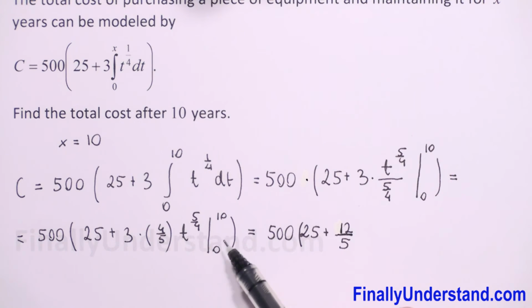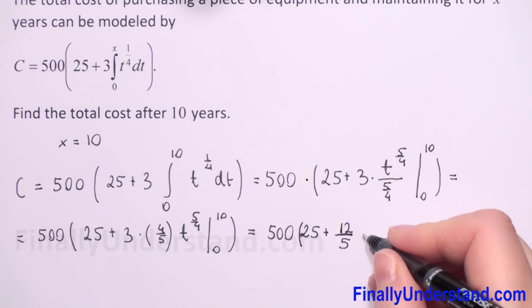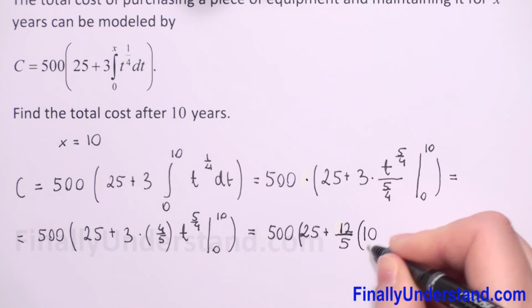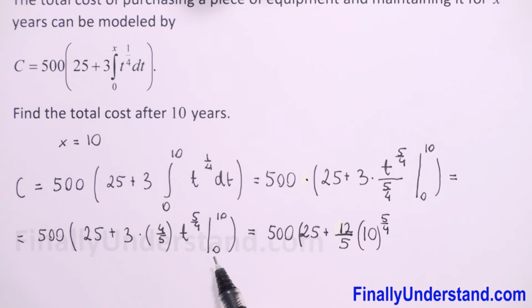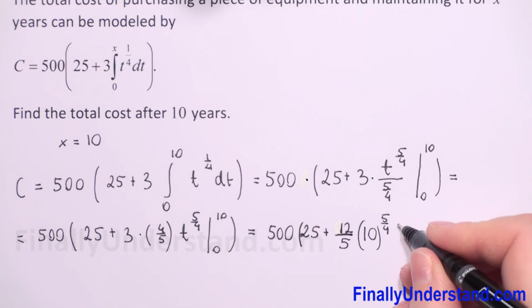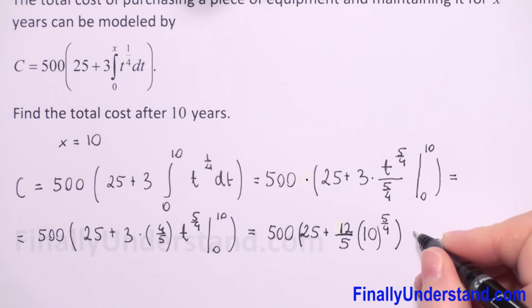And now we have to plug in the upper limit and lower limit. When we substitute t by 10, we will have 10 to the power 5 over 4, and we have to subtract the lower limit. When we substitute t by 0, it will be 0 to the power 5 over 4, which is 0. 0 times 4 over 5 will still be 0. So we don't have to do this. And we have that this is equal.